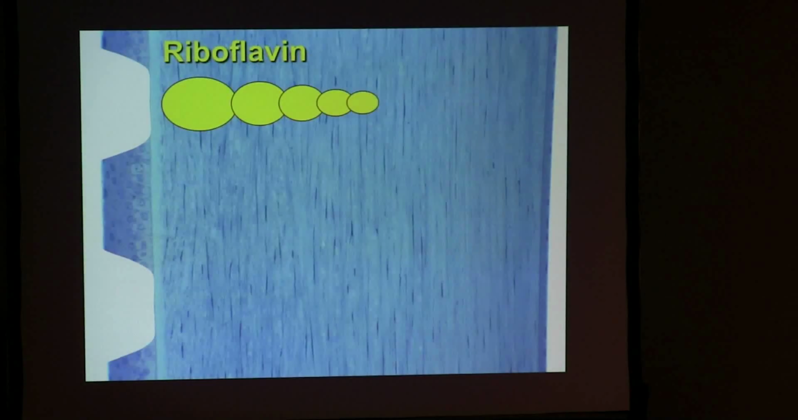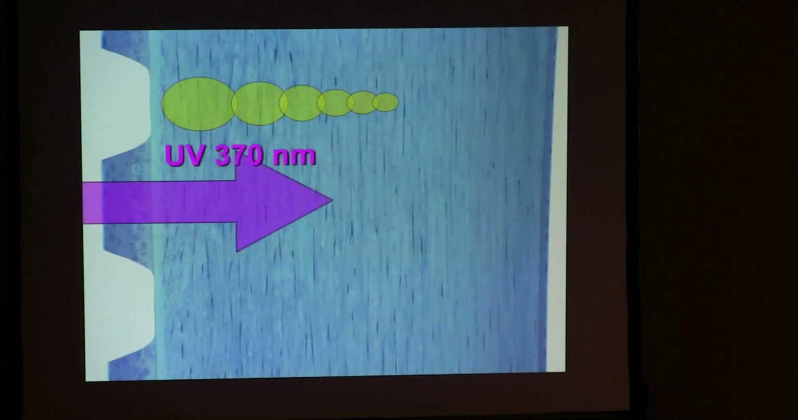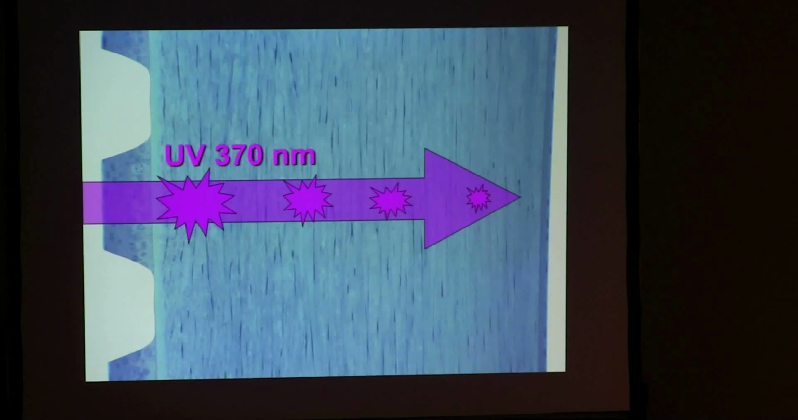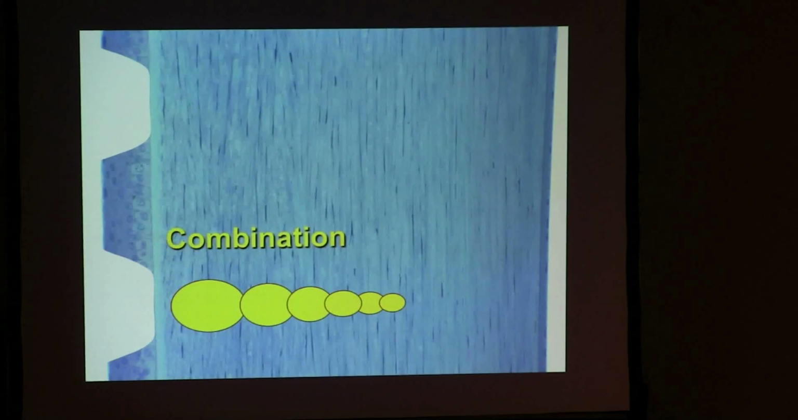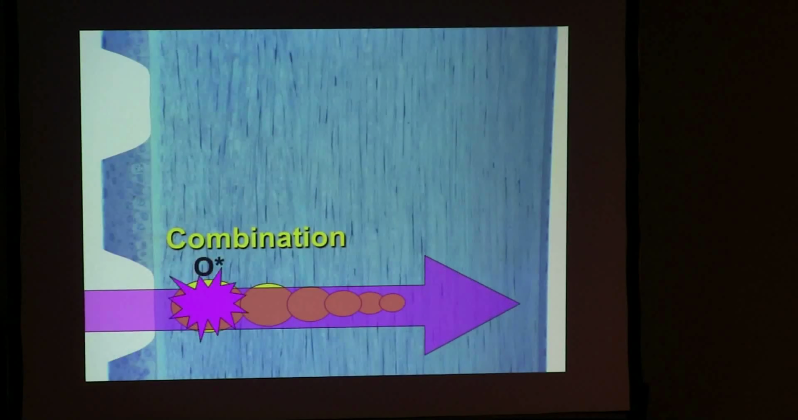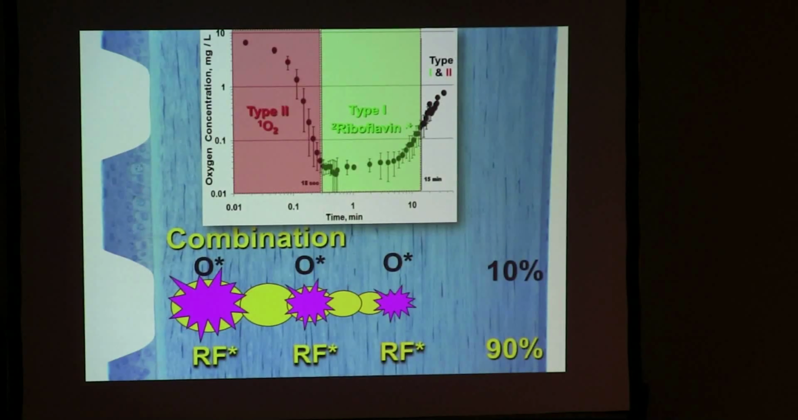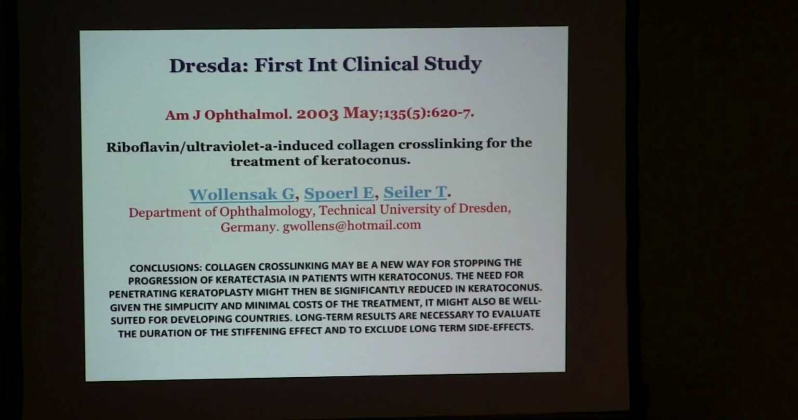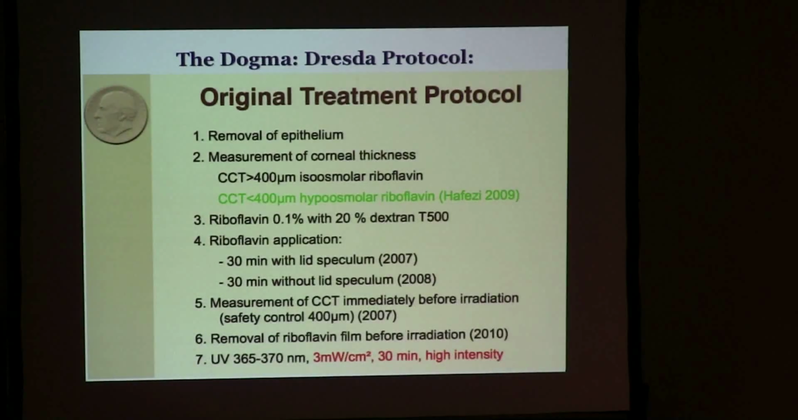So this is basically the reaction. We have riboflavin spread on the cornea. We have irradiation. The combination of these two factors produces an oxygen radical that creates a cross-linking effect. This is the first clinical human study, performed in 2003 by the same group, Wollensak, Spoerl, and Seiler. And this is the dogma.